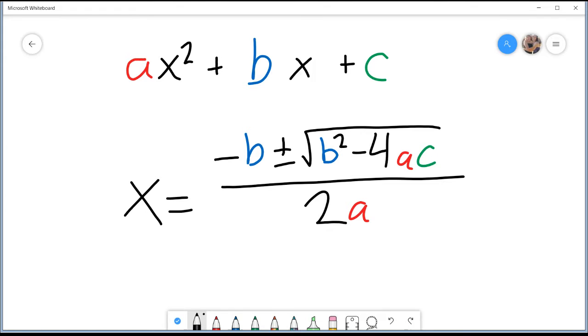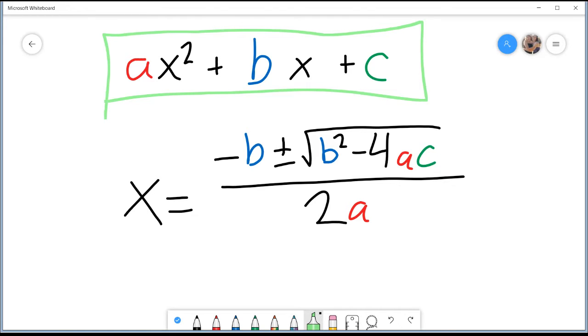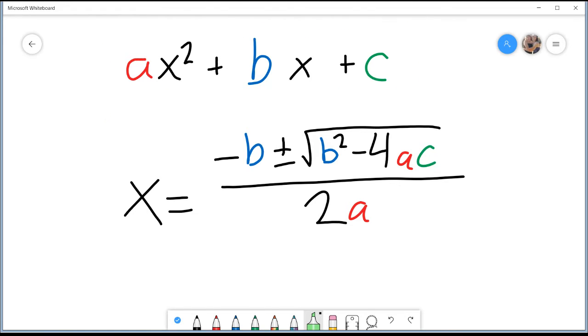When we are looking at any type of quadratic equation, and that means an equation whose highest exponent is an x squared term, we want to look at it in the context of standard form. That's this right here, where we have the coefficient in front of the x squared represented as a, the coefficient in front of the x represented as b, and the leftover plain coefficient represented as c.